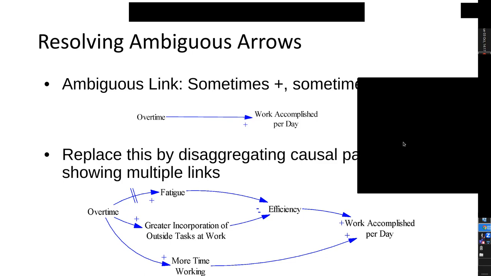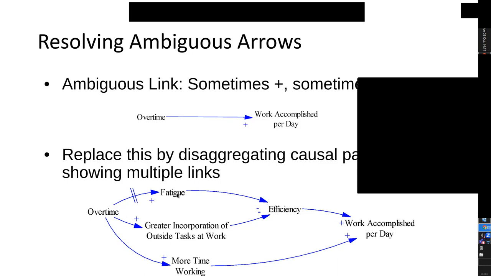And look, this is not some inchoate, mysterious rule that you've got to memorize. I mean, it makes sense. Let's suppose these two links here, let's say from fatigue to efficiency and efficiency to work accomplished per day. This first one is a minus. This minus is associated with this link. And this is a plus.